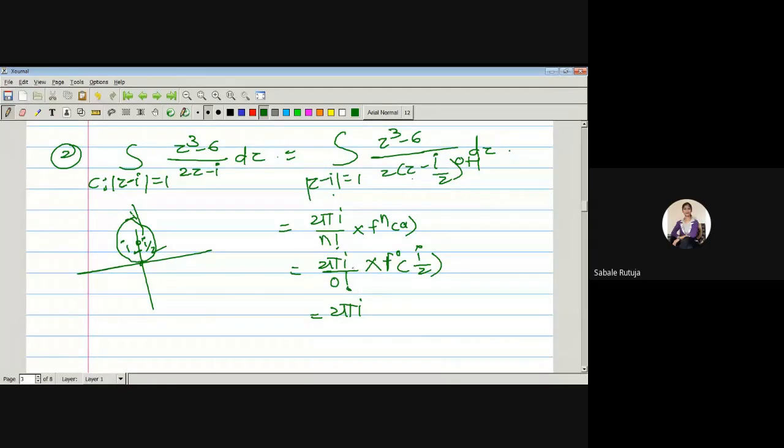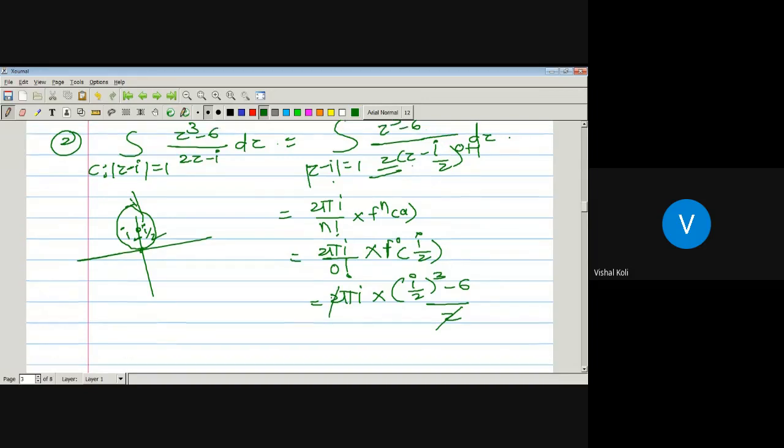z cube minus 6, z cube minus 6 divided by 2, right? Yes, sir. z cube, what is z here? Then I divided by 2. It's (i/2) cube minus 6 divided by 2. These two get cancelled. So this one is nothing but what is (i/2) cube?